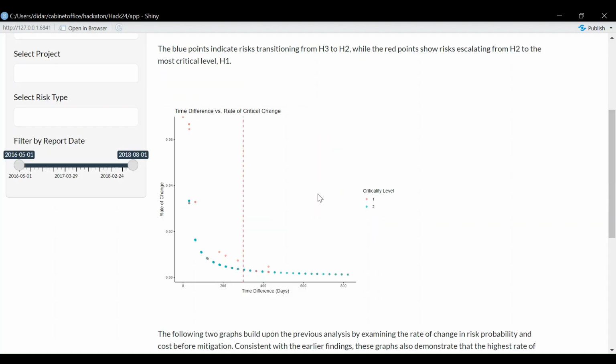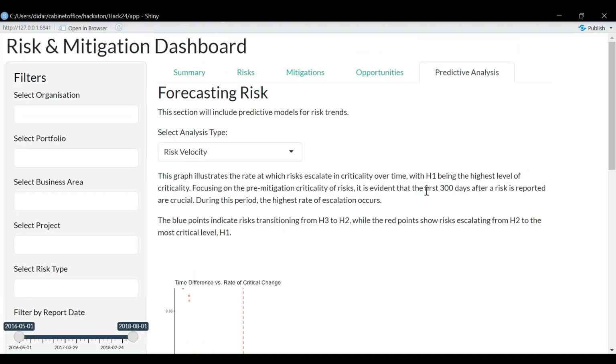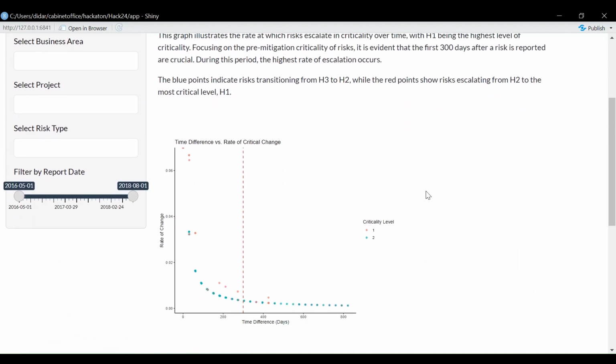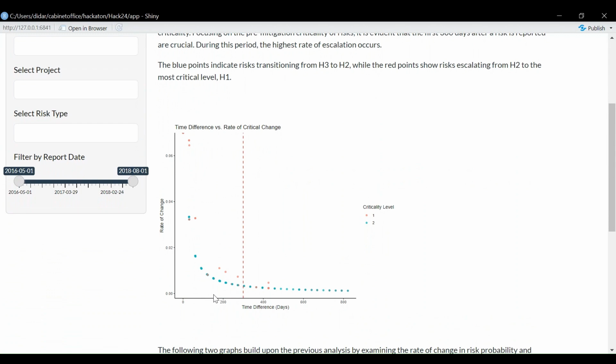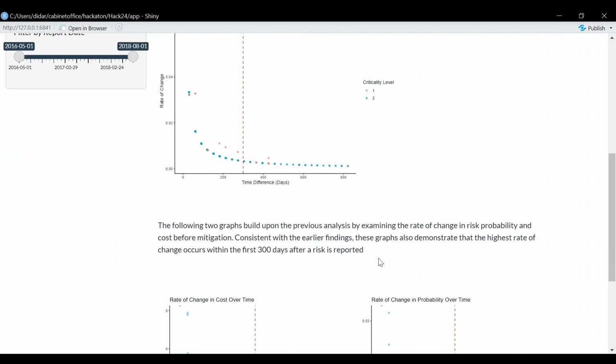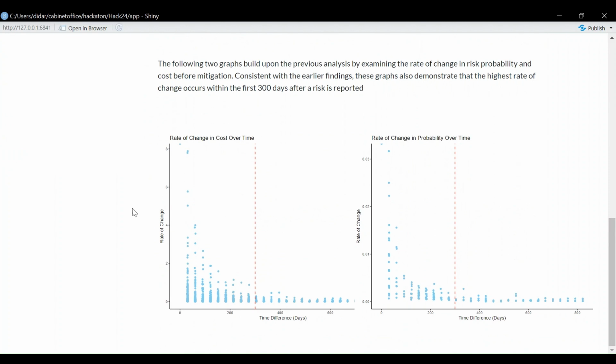Okay, next we looked at doing our predictive analysis, in particular looking at risk velocity. The first variable we looked at was risk criticality, H1 being the most critical type of risk. And I plotted the rate of change compared to time difference. So we can see that within the first 300 days is when the highest rate of change occurs, and then it steadies off. Similarly, I did the same for looking at the pre-mitigation cost and pre-mitigation probability of risks. And within the first 300 days is when the highest rate of change occurs, suggesting that these risks should be looked at and potential mitigation solutions delivered.